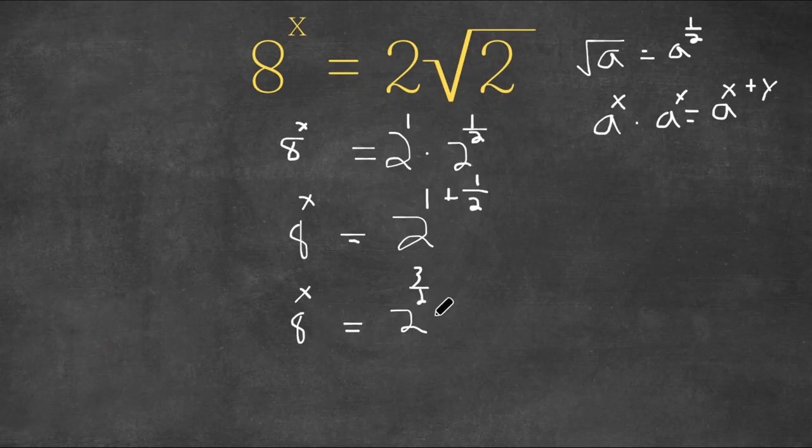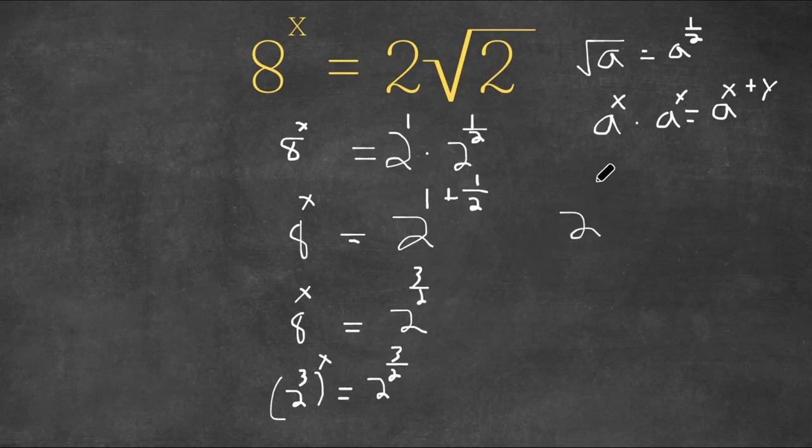Our bases still aren't the same, so why don't we convert this 8 into a 2? 8 is the same thing as 2 to the power of 3. So this is 2 to the power of 3, to the power of x, equals 2 to the power of 3 over 2. Now, 2 to the power of 3 to the power of x is the same thing as 2 to the power of 3 times x, which can also be written as 2 to the power of 3x. This equals 2 to the power of 3 over 2.